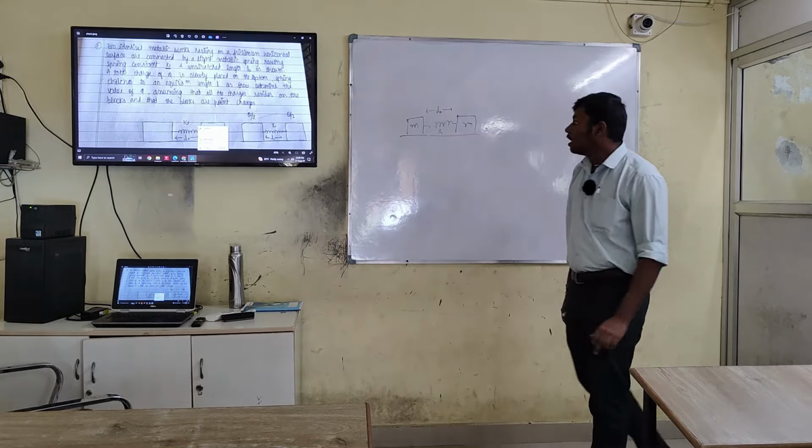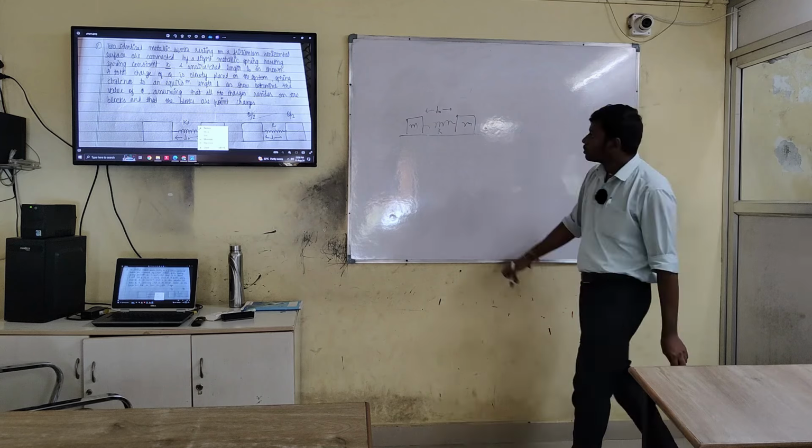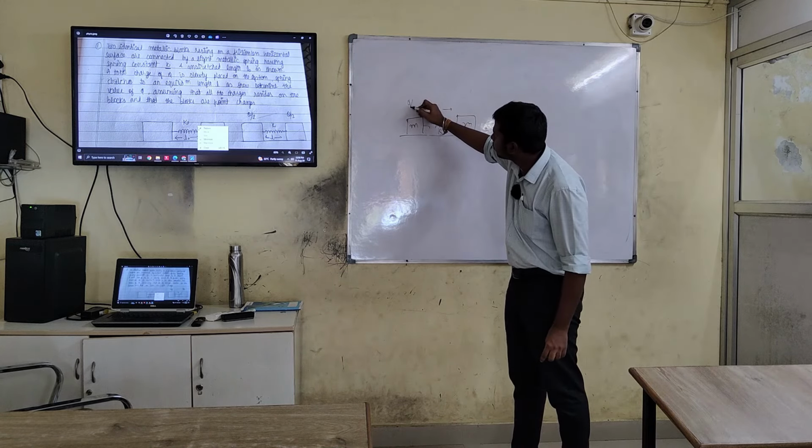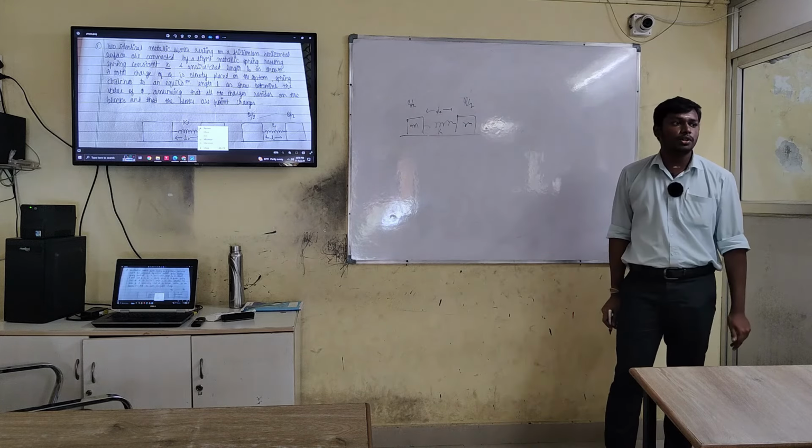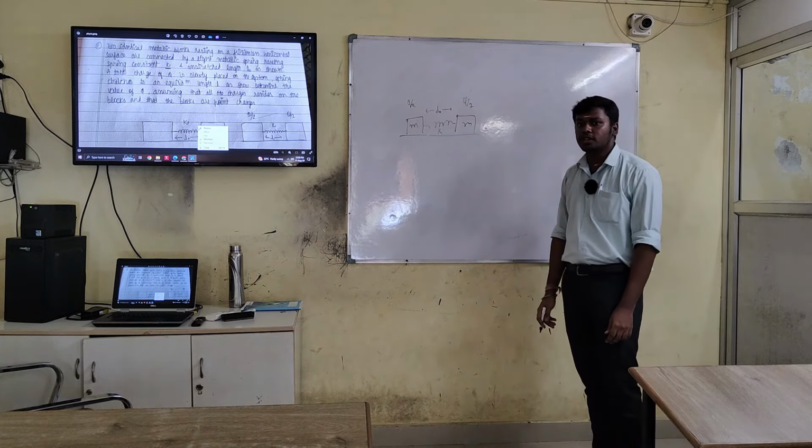Total charge of Q is given. So total charge of Q is given now. There will be Q by 2 to this body and Q by 2 to this body, because Q by 2 plus Q by 2 is equal to Q.